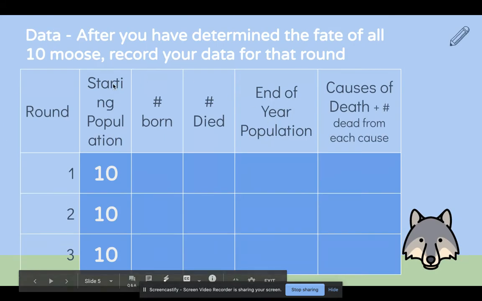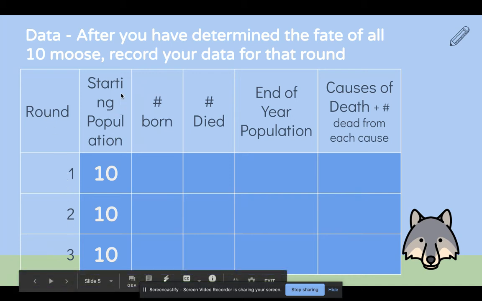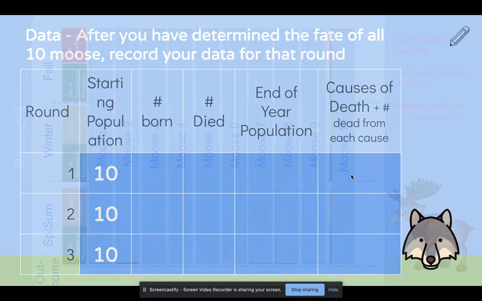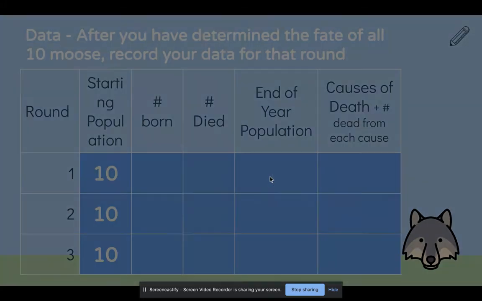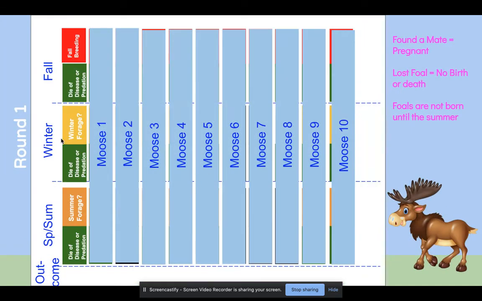We're going to go through this and fill it out. There are going to be 3 rounds. Each round to start is going to have a population of 10. We're only going to be keeping track of the number of foals that have been born and the number that have died, and those are going to help us figure out the end of year population. And then you're also going to jot down the causes of death, what killed each one of them, essentially. This is a trial round, and I'm doing this with you.